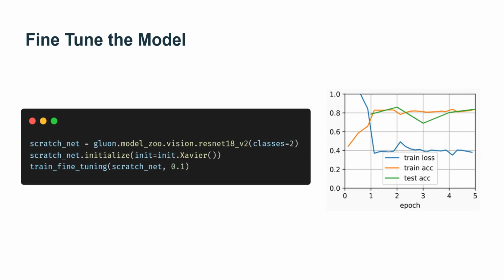For comparison, we define an identical model and initialize all of its model parameters to random values. Since the entire model needs to be trained from scratch, we can use a larger learning rate. As you can see, the fine-tuning model tends to achieve a higher precision in the same epoch because the initial values of the parameters are better.